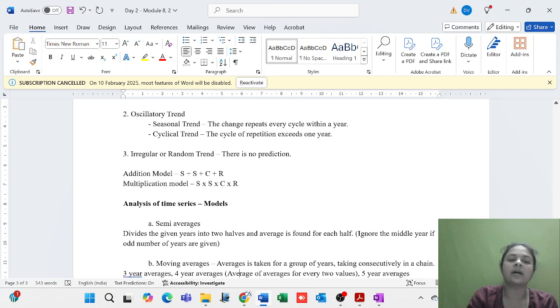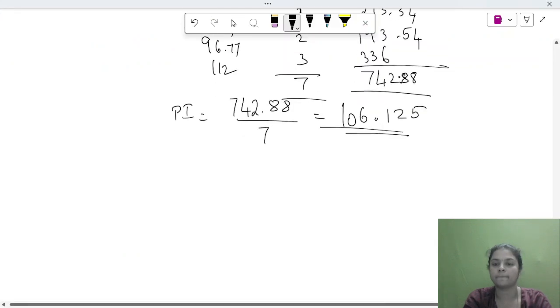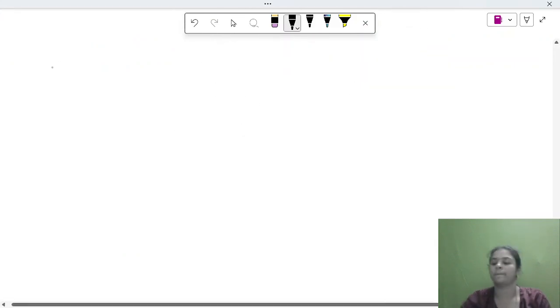Now coming to the calculation or analysis of time series, there are two types of questions they can ask. Calculate moving average, calculate semi-average. Now let's take an example.